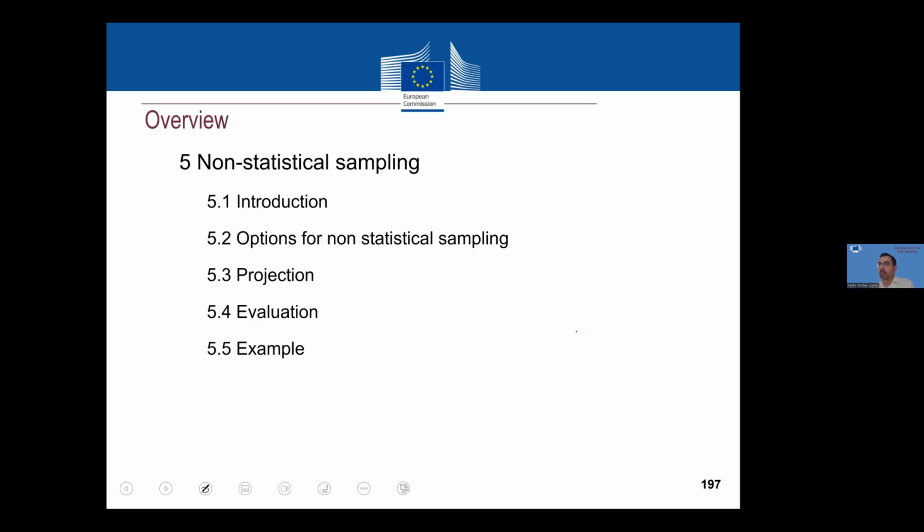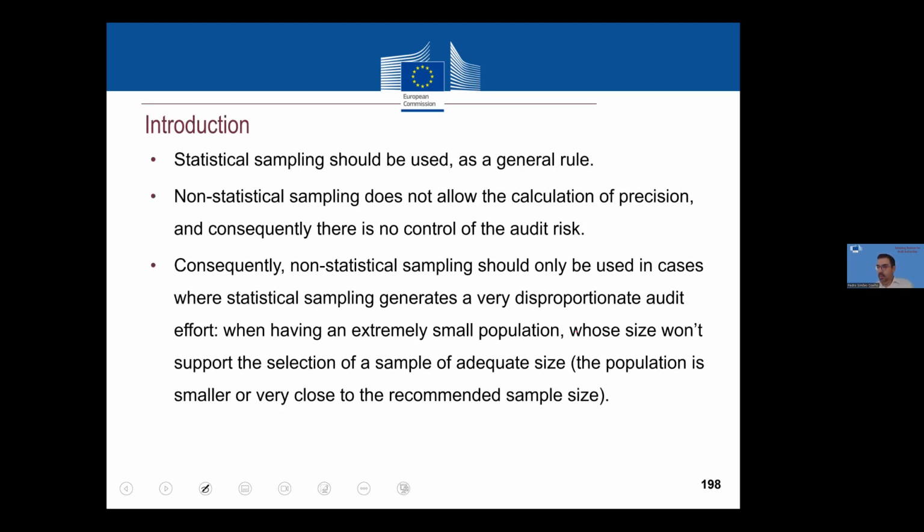Now, non-statistical sampling. As I said before, statistical sampling should be used as a whole. Non-statistical sampling is reserved for situations where the population is small, and to implement a statistical sample would represent a disproportionate effort.